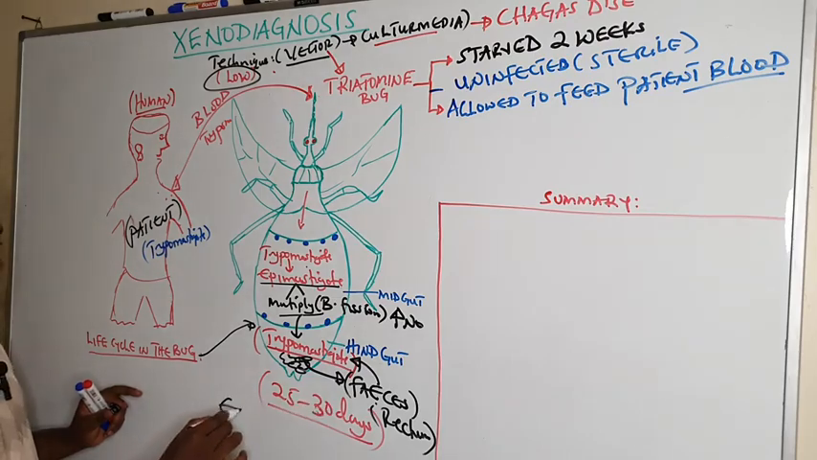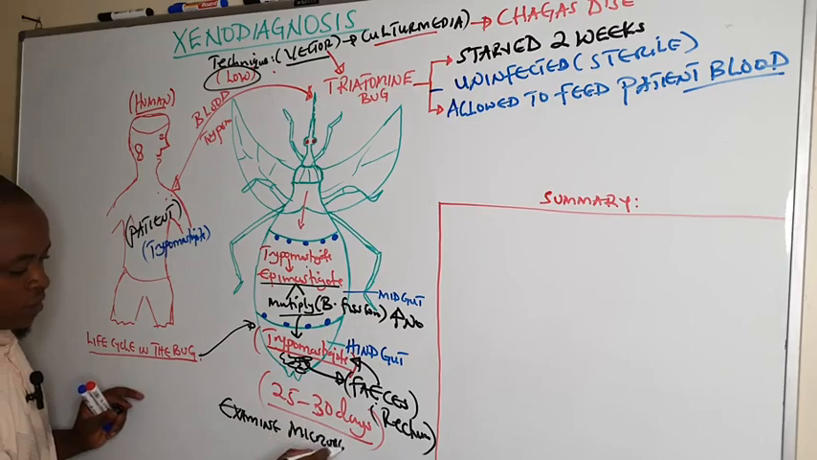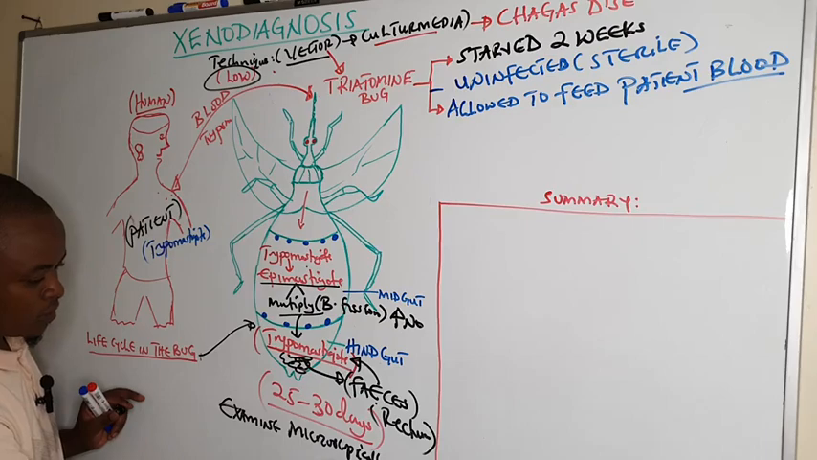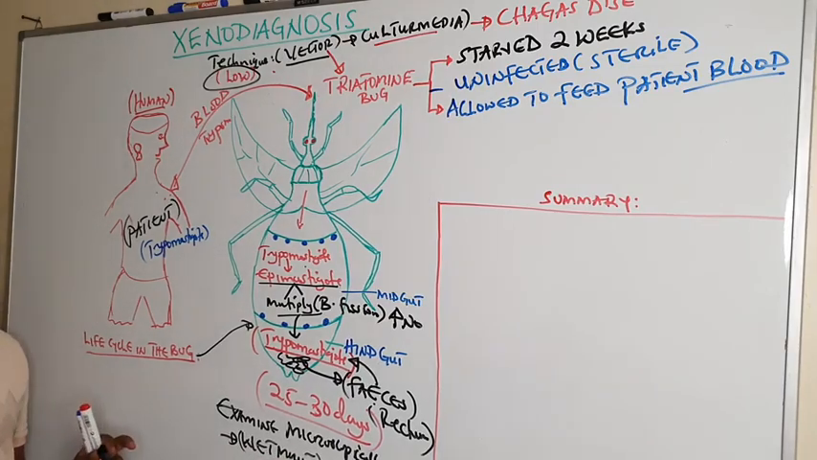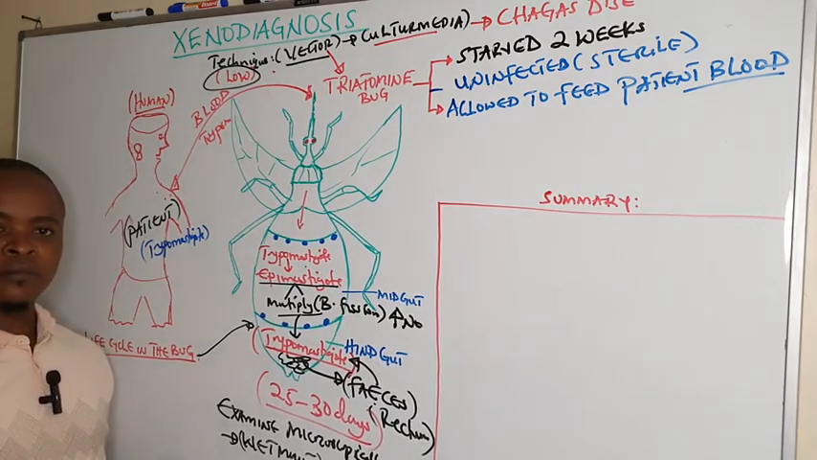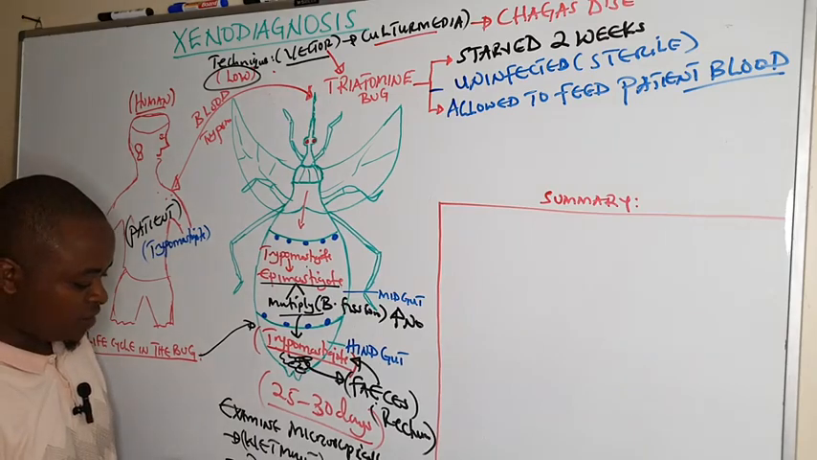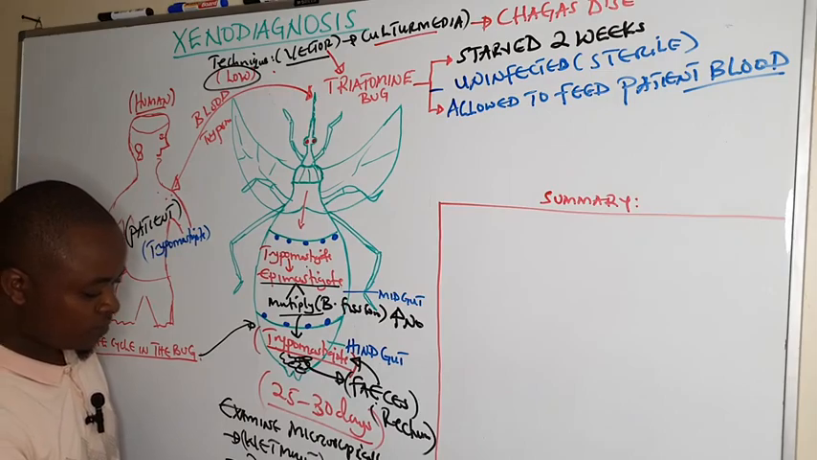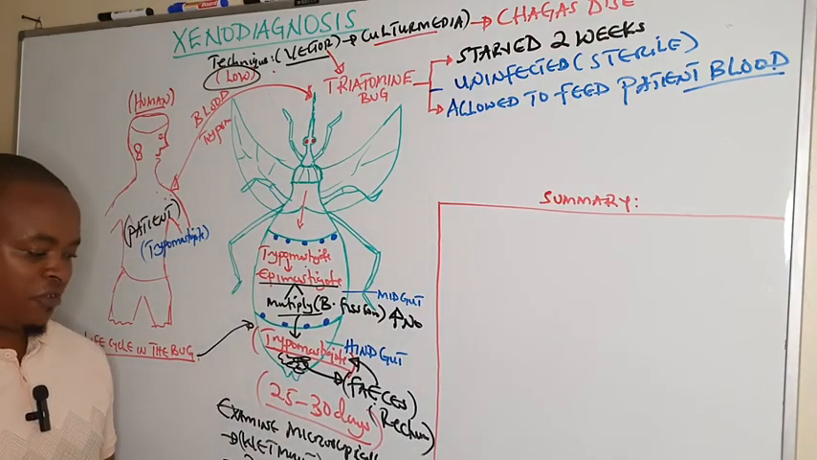We examine them microscopically. Either we can use a direct wet mount, whereby you get these feces, dilute them with normal saline, and examine for motile trypomastigotes. Or you can make a smear, dry it, then stain using Giemsa stain. Then we examine under times 100.